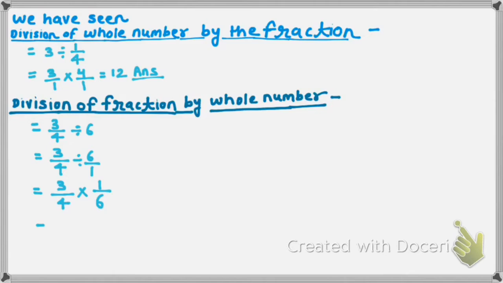So now we need to reduce. Can you see that? Is there anything to reduce? Yes, 3 will reduce by 3 one time, and 6 will reduce by 3 two times. So 3 one time and 6 two times, so it will become 1 upon 8. This will become our answer.